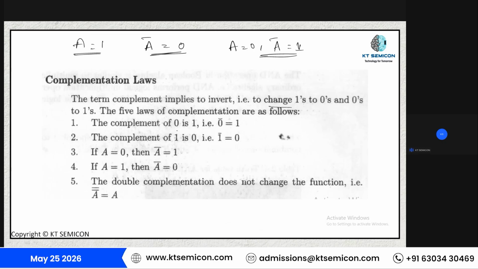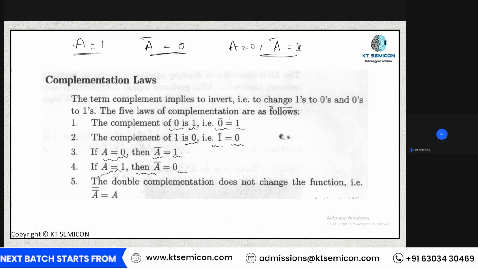The complement of 0 is 1, that is 0 bar is equal to 1, and the complement of 1 is equal to 0, that is 1 bar is equal to 0. If A is equal to 0, then A bar is equal to 1, and if A is equal to 1, then A bar is equal to 0.